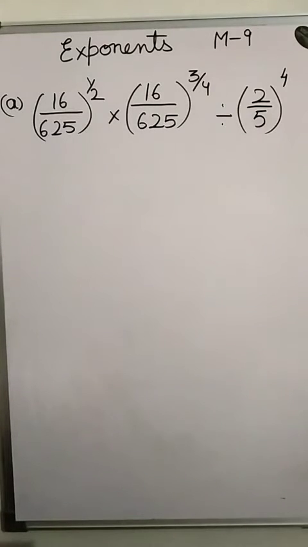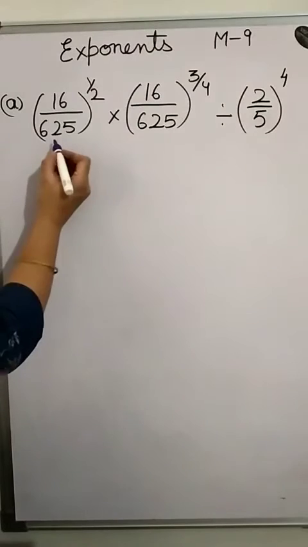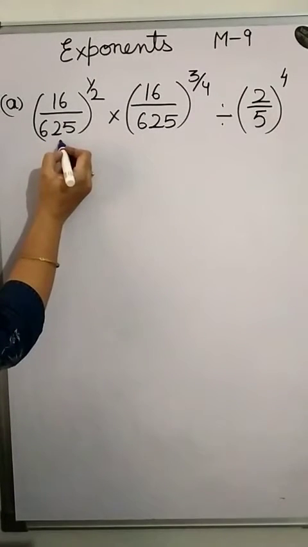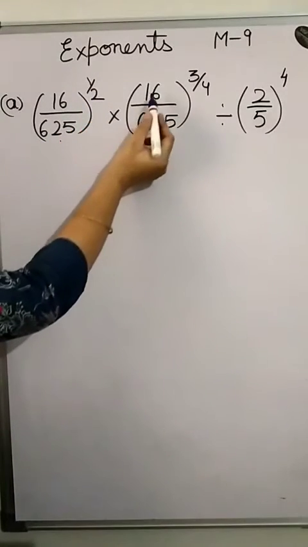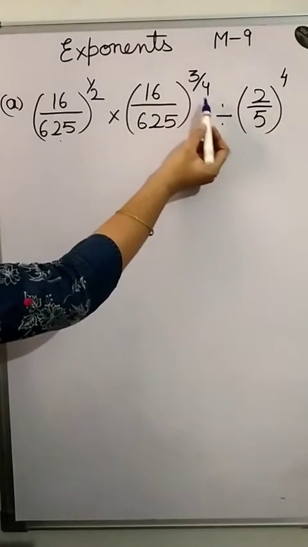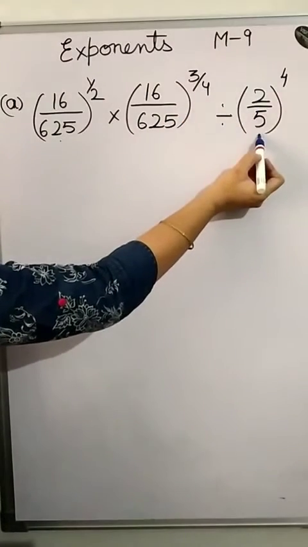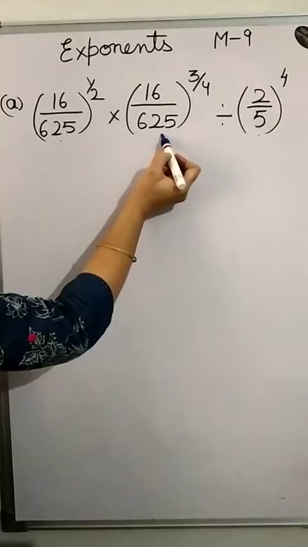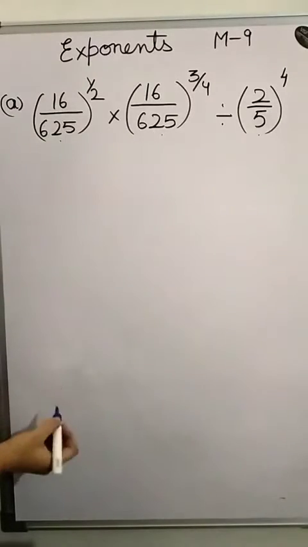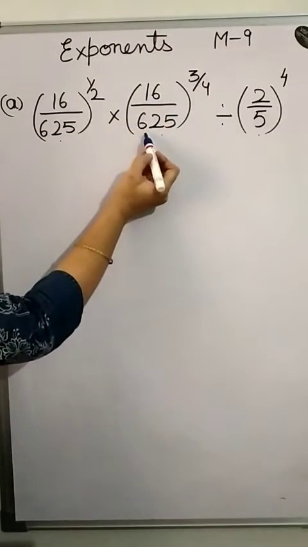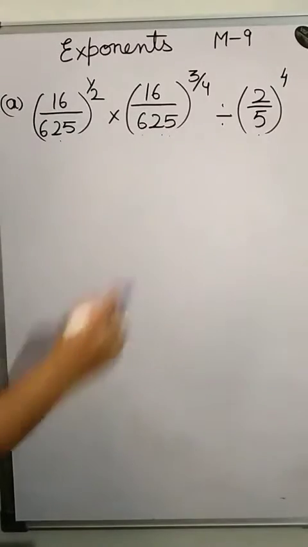Today in this class, I explain exponents. This is the continuation of my first video. Now just have a look. Here the question is (16/625) to the power 1/2, and here the power is 3/4, and here the number is 2/5, and it is a number of 16/625. So what we do here, we convert 16/625 to 2/5.